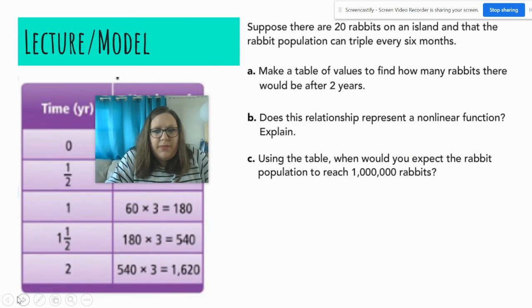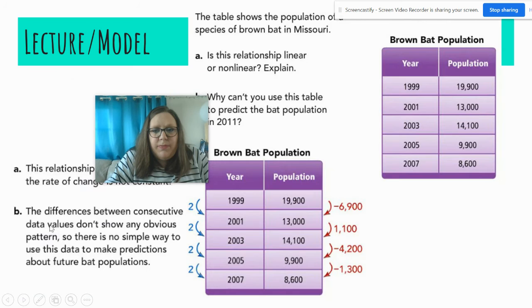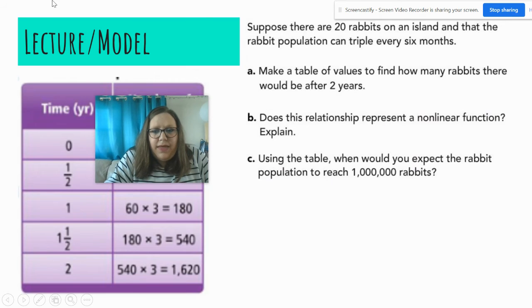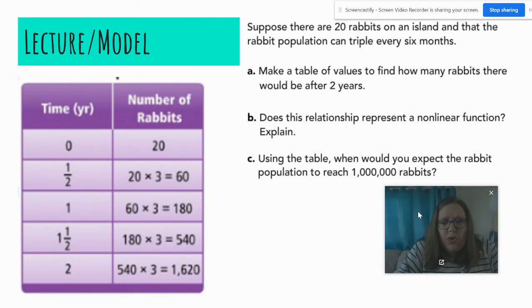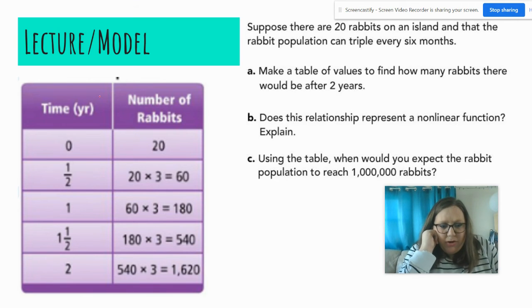All right, suppose 20 rabbits on an island triple every 6 months. Make a table of values to show what it would be after 2 years. Does it represent a linear or nonlinear function? And we're not going to worry about part C right now. So 6 months is half a year. So we're going to increase by a half on these. So this is +1/2, because again, 6 months is half a year.